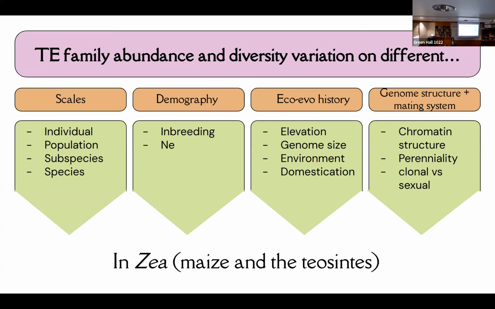But to summarize, for my dissertation, I plan on exploring how TE family abundance and diversity varies on different scales and for different life histories and demographies, between different genomic structures, and for different eco-evo histories. All this within the genus Zea. From this work, I hope to describe general patterns of TE content in natural and domesticated populations and explore the drivers of that variation.